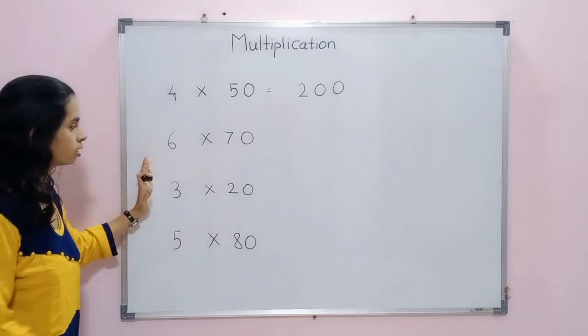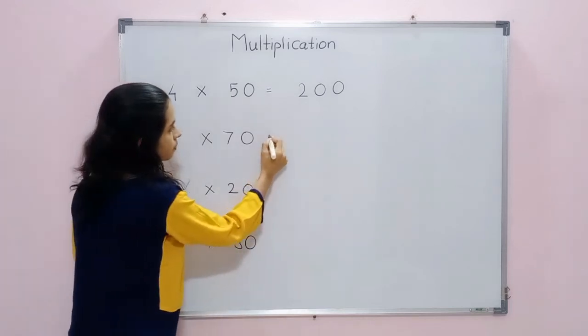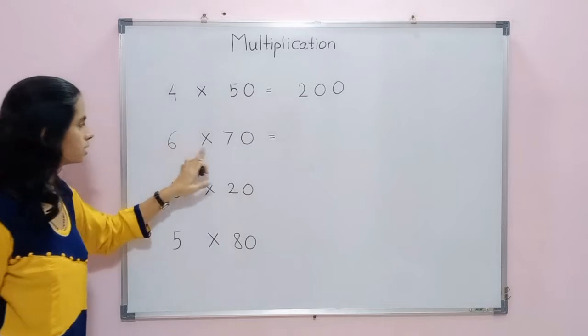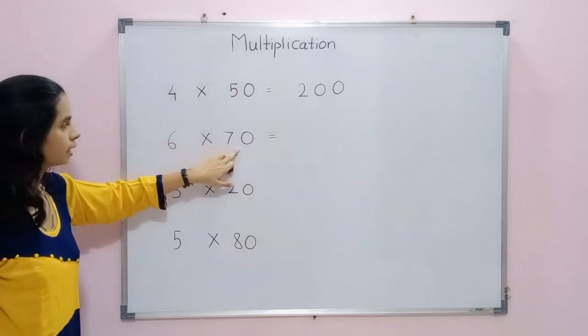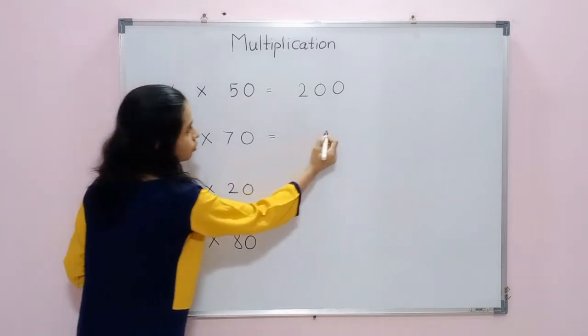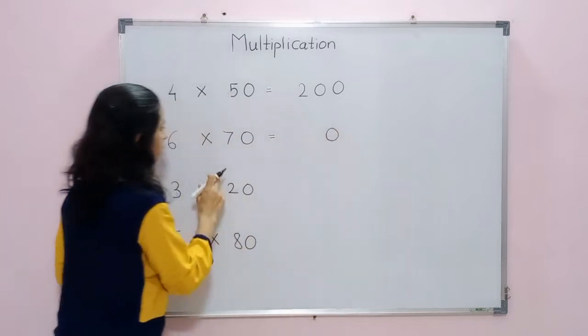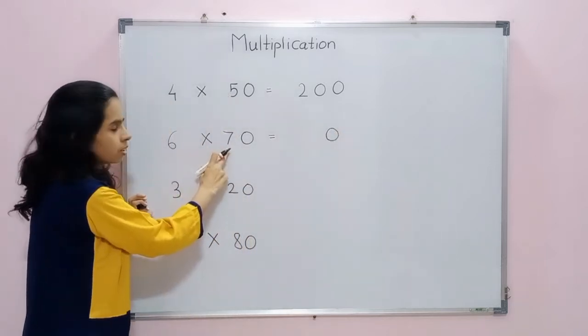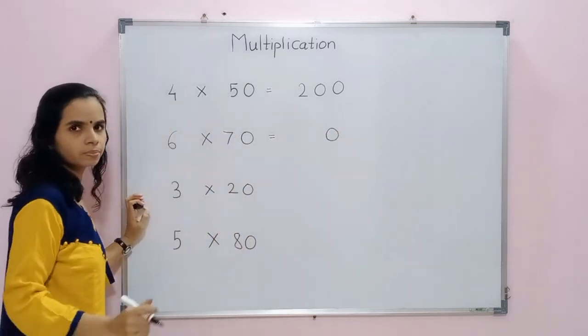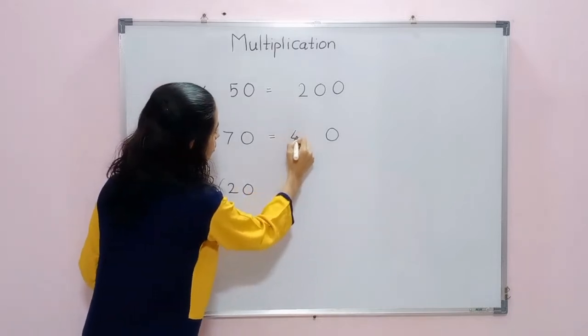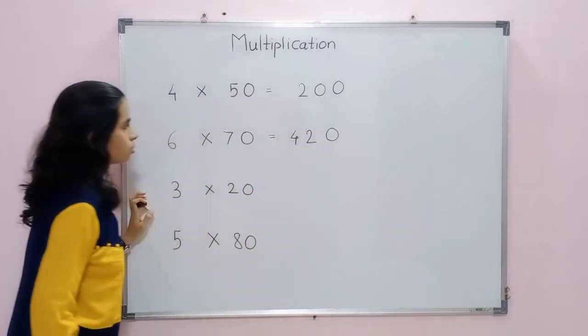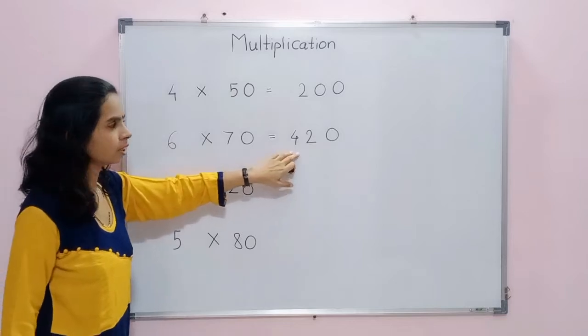Similarly, we will solve these examples. Here 6 multiplied by 70. We will put this 0 here and 6 into 7. 6 7s are 42. So our answer will be 420.